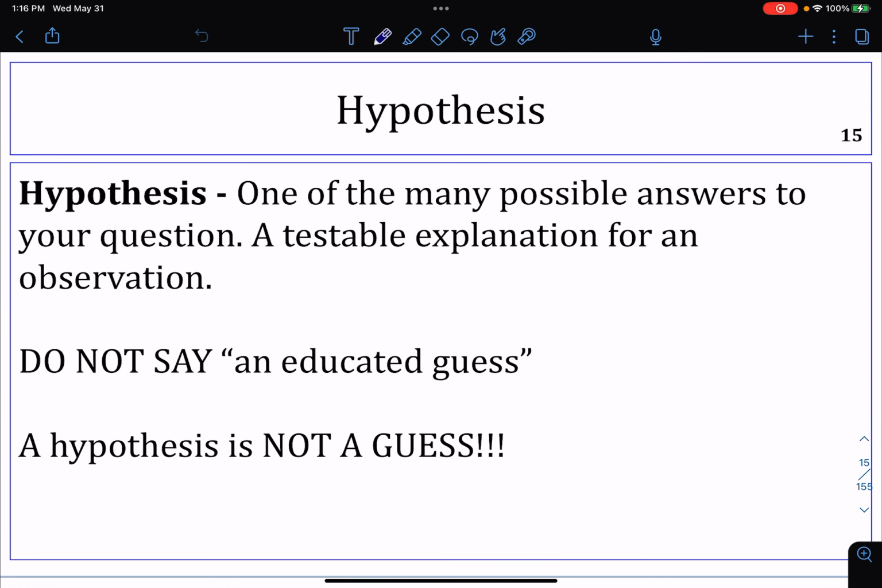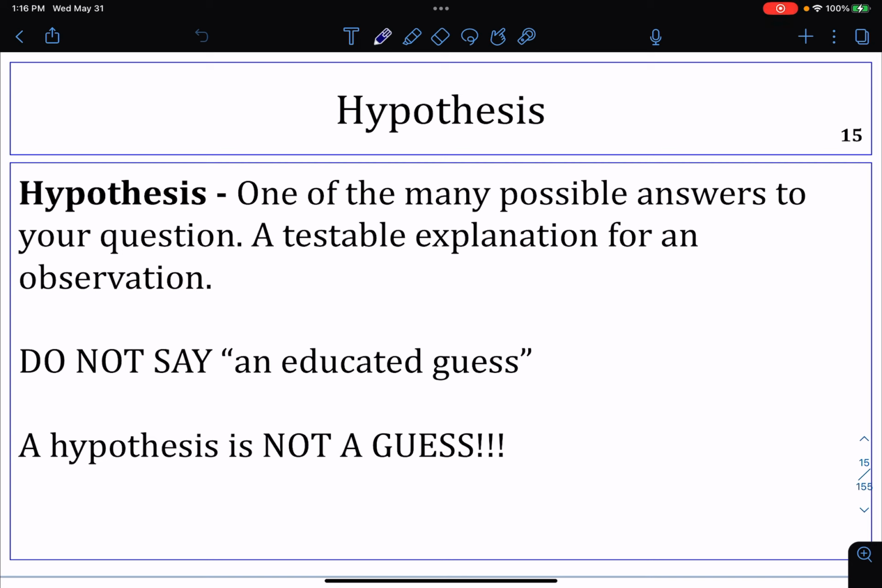So in order to come up with a hypothesis, we would need a question. And in the context of the penny, our question is, well, is the penny actually turned into silver or gold? A hypothesis is one of the many possible answers to that question. It's a testable explanation for an observation. Now, this question is rather simple. It's essentially a yes or no question. So one of the possible answers is either yes, it actually did turn into silver and gold, or no, it did not.